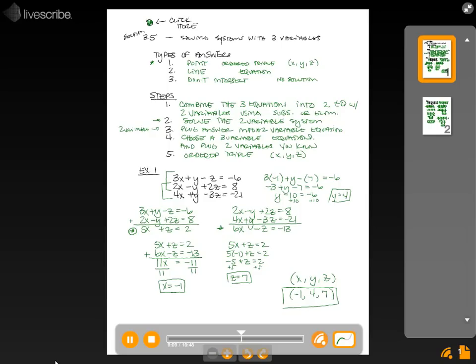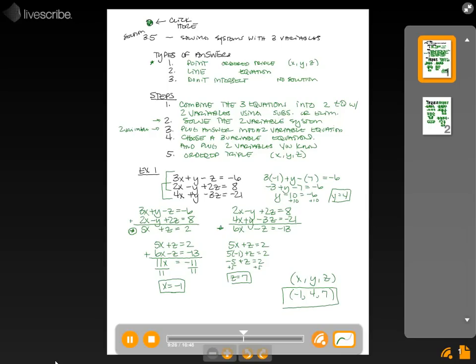Okay, let's look at example 2. Example 2 is negative 4x plus 4y minus 2z equals negative 8. That's our first equation. Second equation, negative 3x minus y plus 4z equals 0. And the third equation is 2x minus 2y plus 3z equals negative 4.